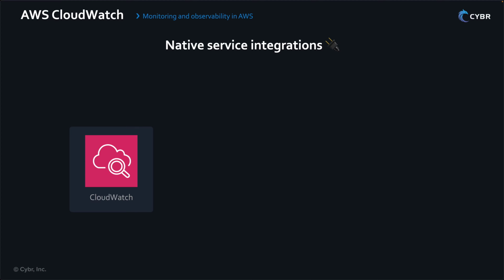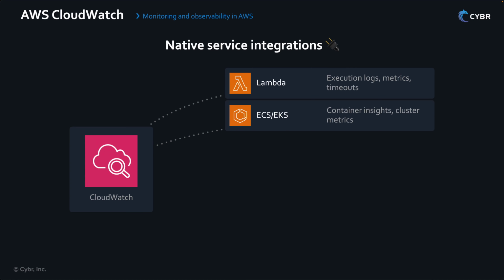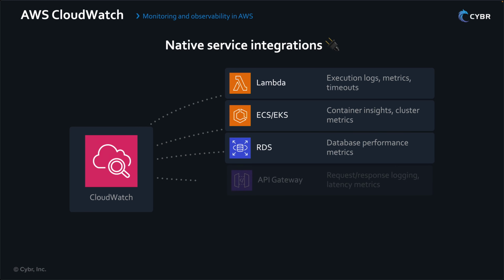While many AWS services integrate with CloudWatch in some way, the depth of integration actually varies quite a bit. You've got key services with deep integration that include services like Lambda, where we can send execution logs like I was just talking about. We can also send metrics as well as timeouts. We can also deeply integrate with ECS and EKS in order to view container insights and cluster metrics. We can use it with Amazon RDS, the database, in order to get detailed database performance metrics. We can even use it with API Gateway in order to receive the request and response logs, as well as latency metrics, which is really important for APIs.